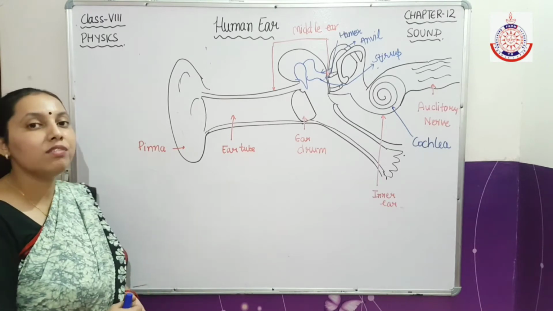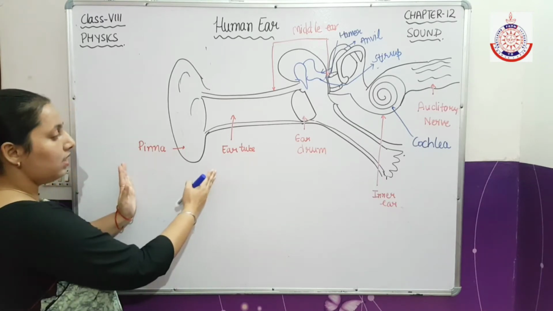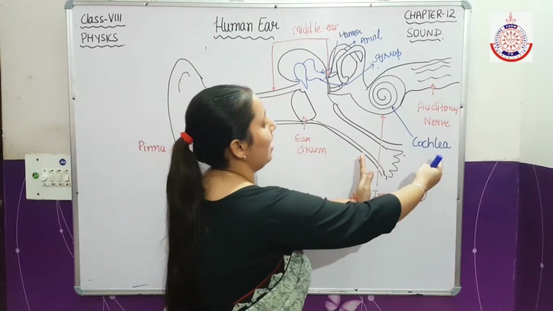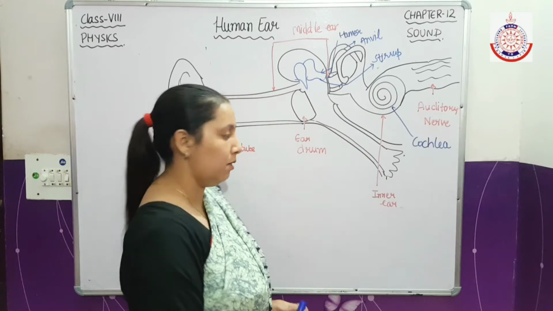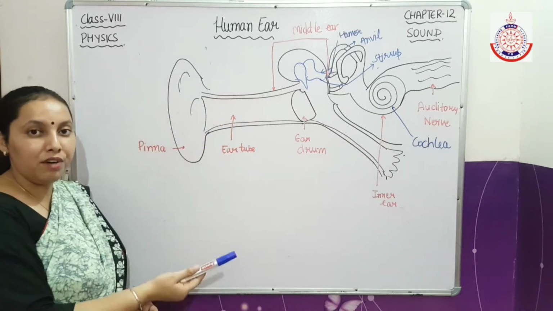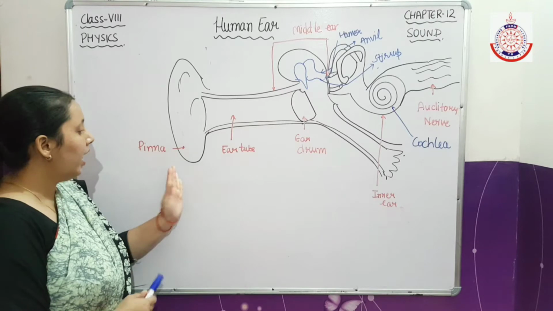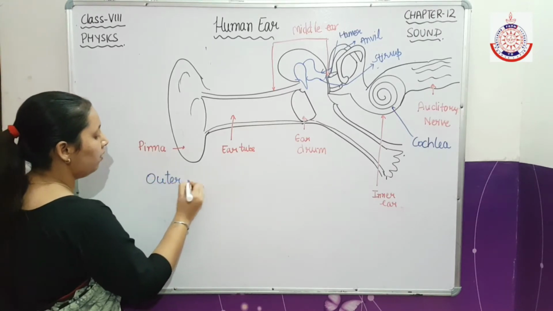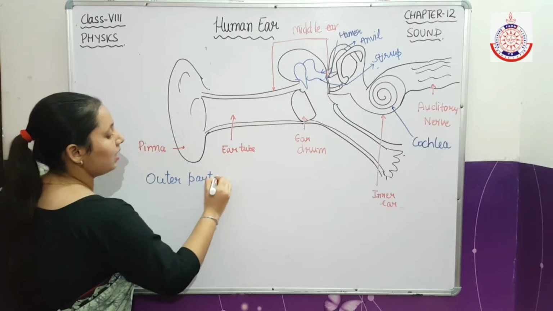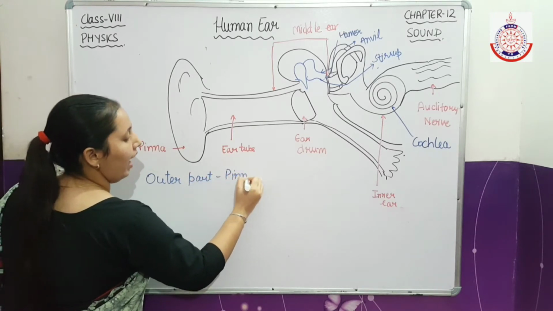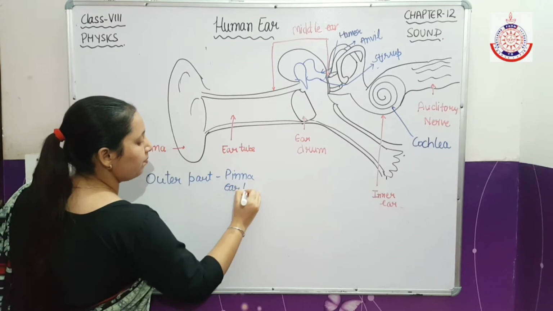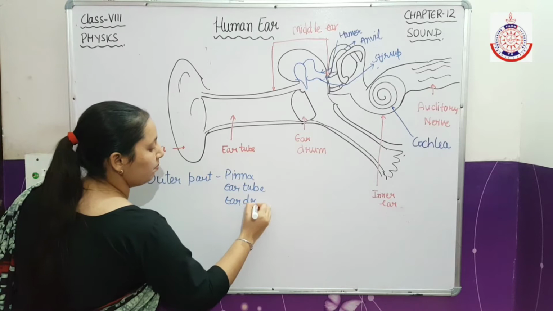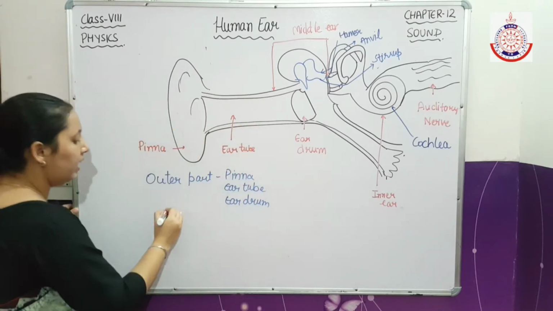It consists of three major portions. This is the outer part, this one is the middle ear, and this last one is the inner ear. So what are the different functions and the different parts? In the outer ear we have, I am just writing, it is not in your book, the outer part. It consists of pinna, ear tube and eardrum. Fine.